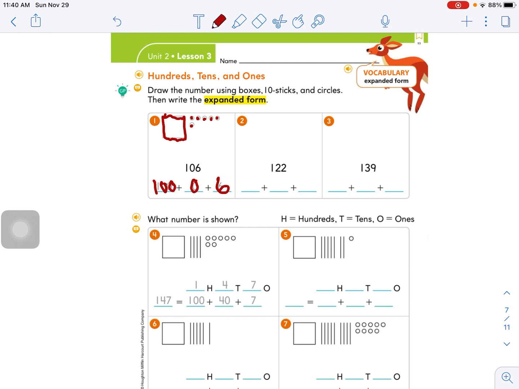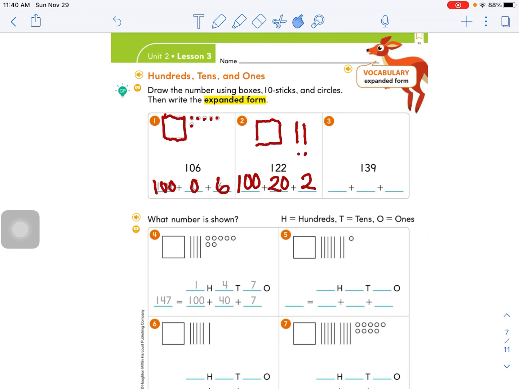If I'm going to make 122, I wonder if, yep, I'm going to need 100. Am I going to need any tens? You bet. I'm going to need 2 tens. How about any ones? Also going to need 2 ones so that I would have my 100, my 20, and my 2. That's my expanded form.